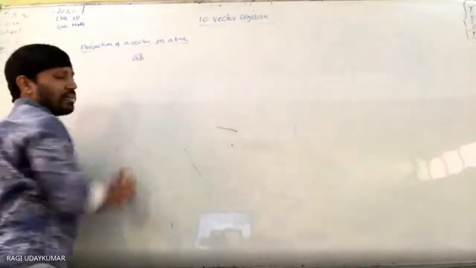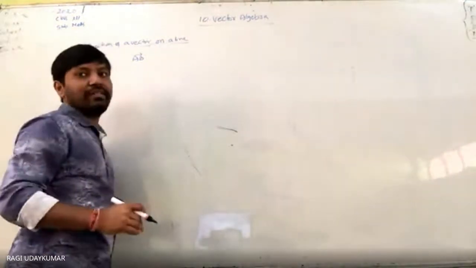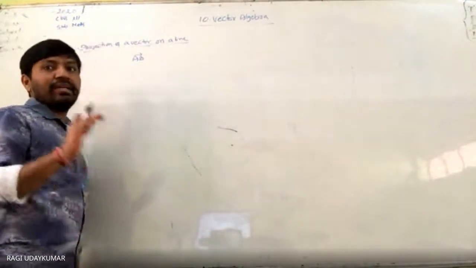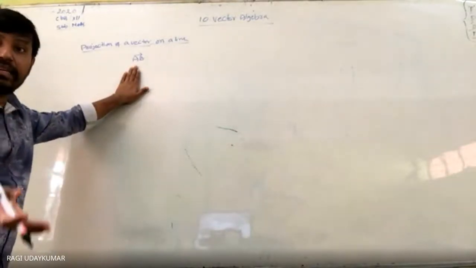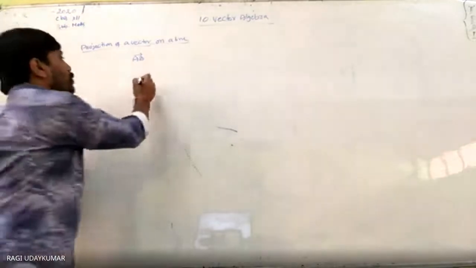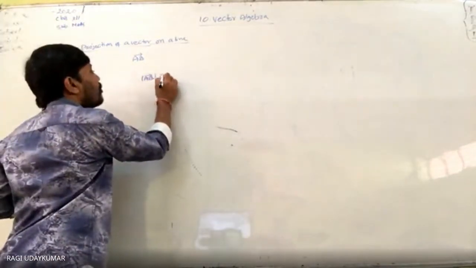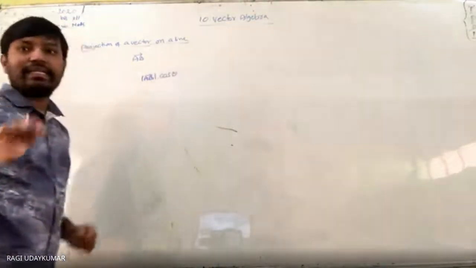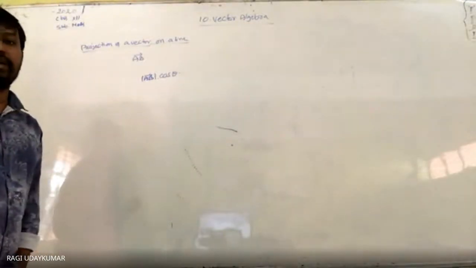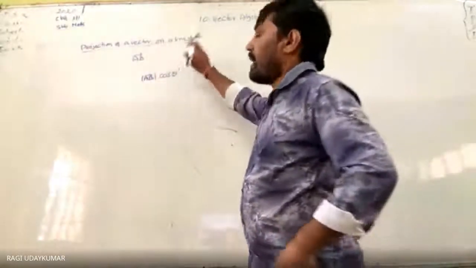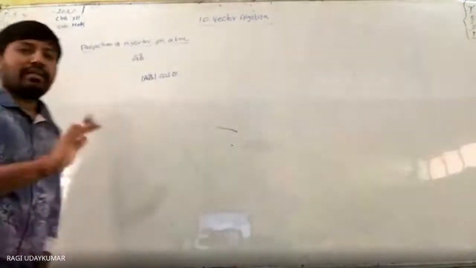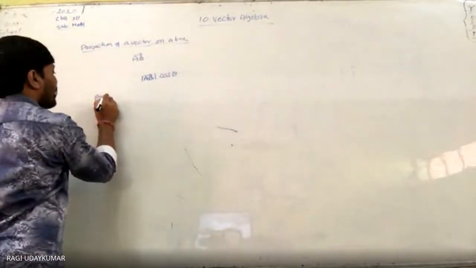AB is one vector which makes an angle theta with a given directed line segment. One directed line segment is given to you, and if it makes angle theta, then the projection of this vector on that line will be denoted by magnitude of AB bar into cos theta, where theta is the angle between this vector and alpha.